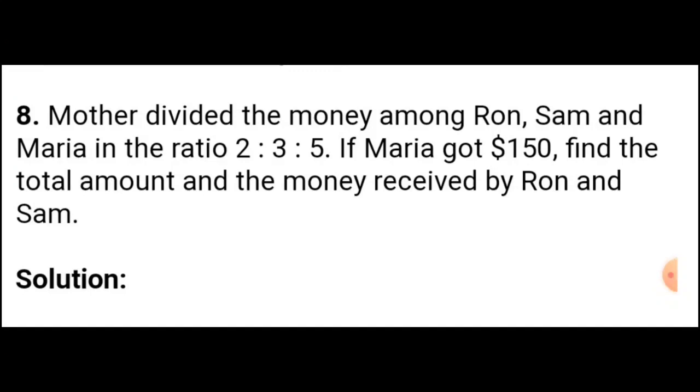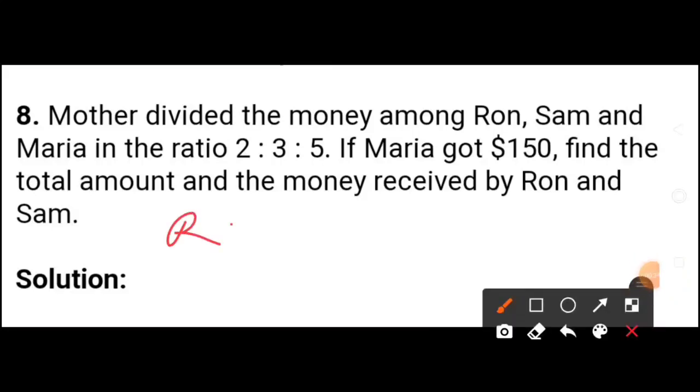Next, mother divided the money among Ron, Sam and Maria in the ratio of 2:3:5. If Maria got $150, then find the total amount of money received by Ron and Sam. A sum of money was divided among 3 children by their mother. The children were called Ron, Sam and Maria, and their respective ratios are 2:3:5. It is saying that if Maria got $150, Maria's ratio is 5.